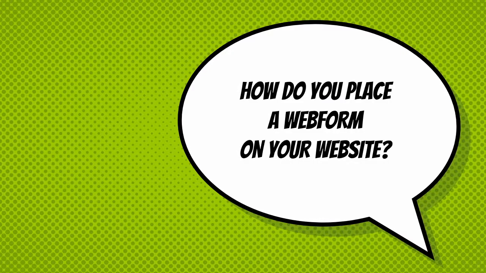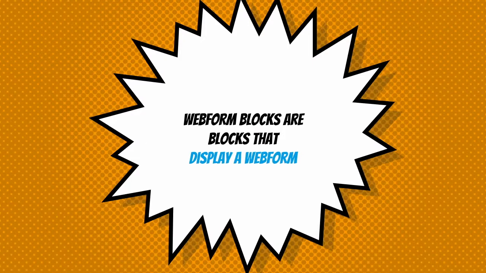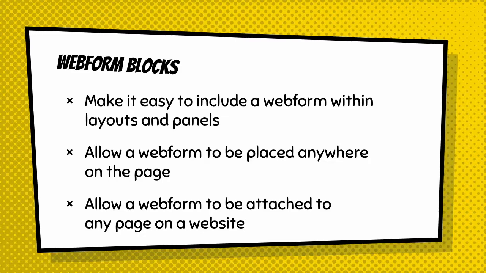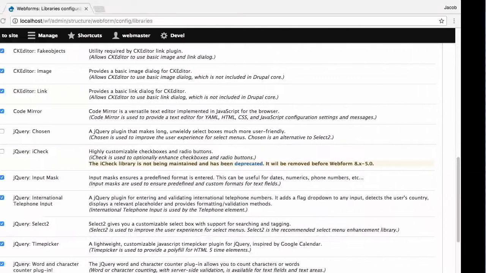That's been my experience. So switch over to, you've got a form, it's collecting data, it's configured. Now, how do you place a web form on your website? There are blocks for that. So web form blocks are blocks that display a web form. It's one of the simplest definitions in this presentation. Web form blocks make it easy to include a web form within layouts or panels. With blocks, you can place a web form anywhere on a page and anywhere on your site. And this is the UI for adding a web form block. And I'm going to show it to you because there's a nice nuance.